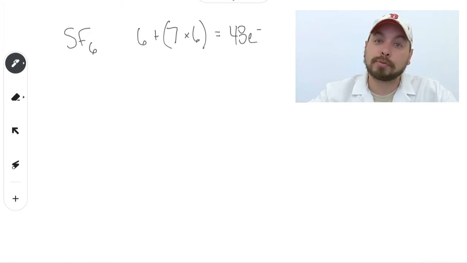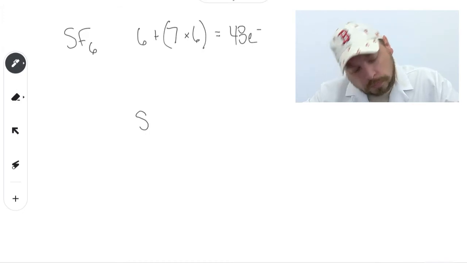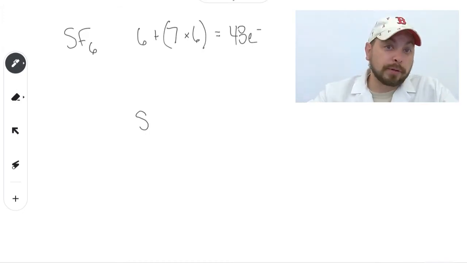We're going to go through the same process. All right. We start with our least electronegative atom in the center. That's sulfur. We're putting fluorines around it.